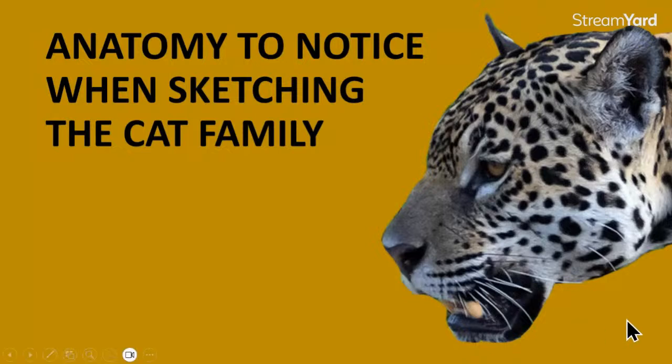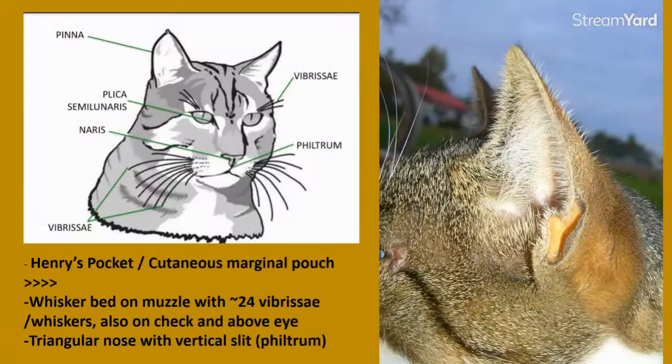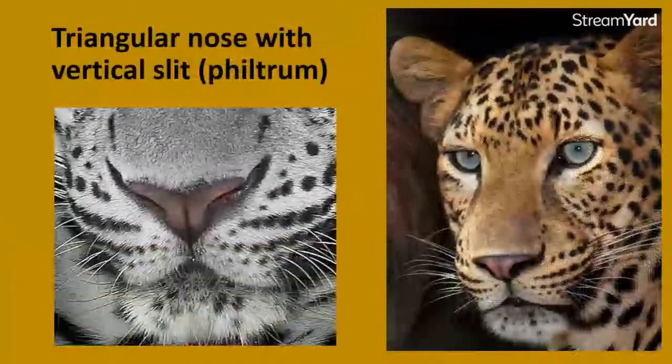So yeah, let's talk about the anatomy, because half of the battle really of drawing something realistically is just understanding the anatomy. And so now some members of the cat family have this thing called Henry's pocket. If you have your own cat, maybe at home right now, you could look at that. But that's this unique little pocket here on the ear. You want to also notice their whisker bed and their whiskers. And whiskers on their cheeks there, as well as above their eyes, and noticing the shape of their nose.